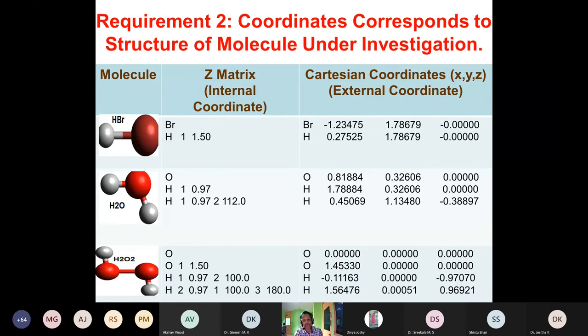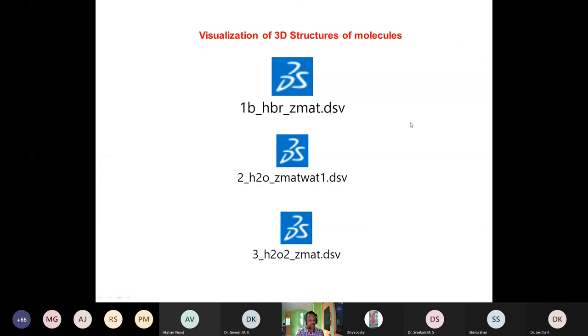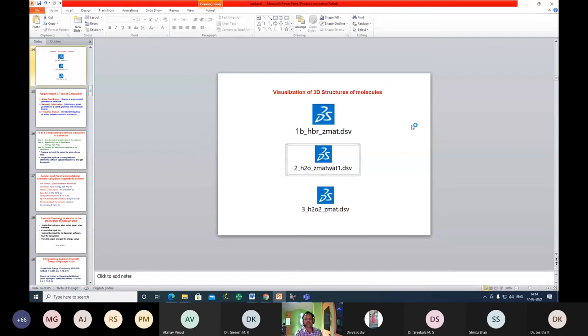Now, in a computational chemistry software, you can sketch the three-dimensional structure of the molecule. Even using ChemSketch or ChemDraw, you can sketch the molecule. Then you can save the Cartesian coordinates of that molecule. So you just visualize the 3D structure of some molecules.